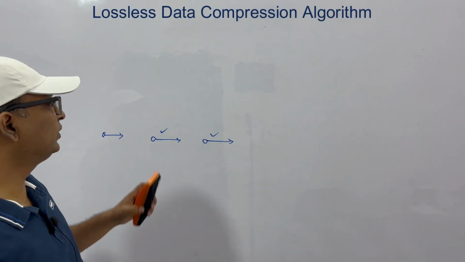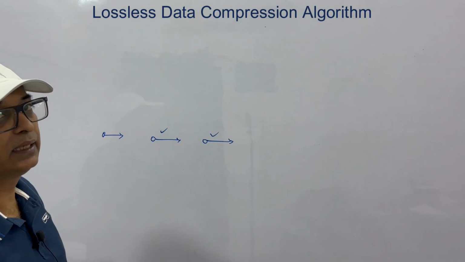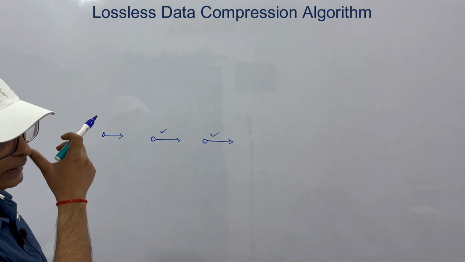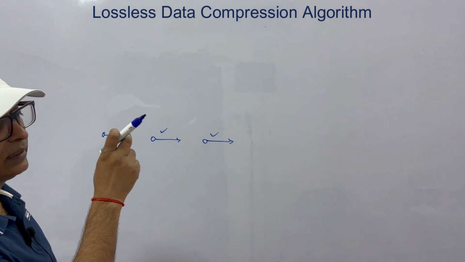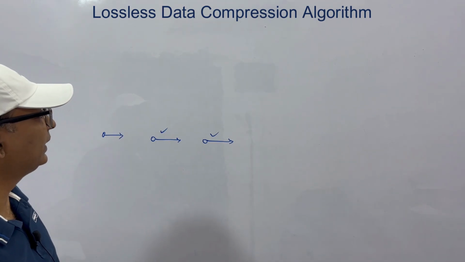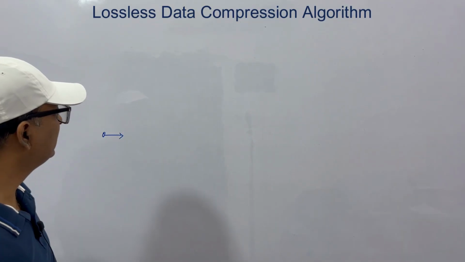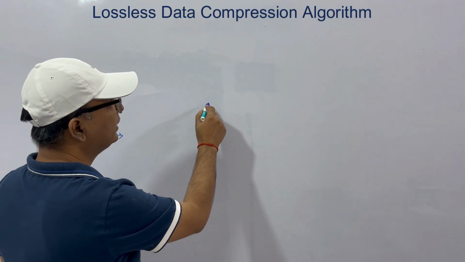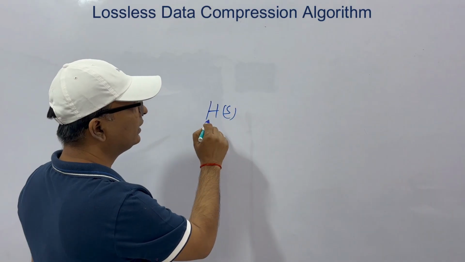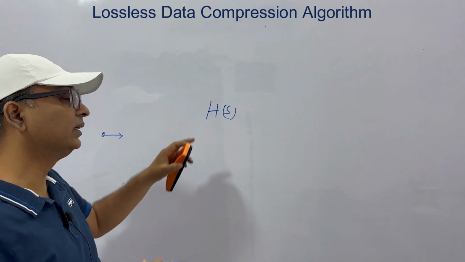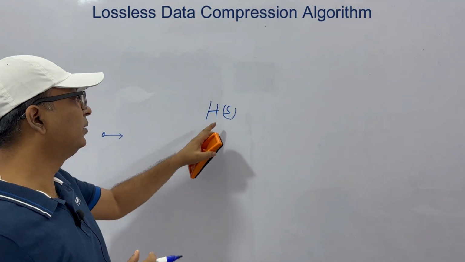Removal of this redundant data is the objective of the lossless data compression algorithm. That is, we compress data. If these symbols are not required, we just omit them. But we know that the entropy of the source limits this compression. You cannot have the number of bits per symbol below this.